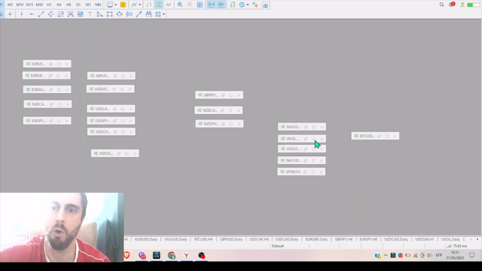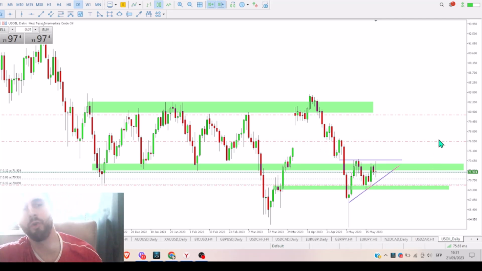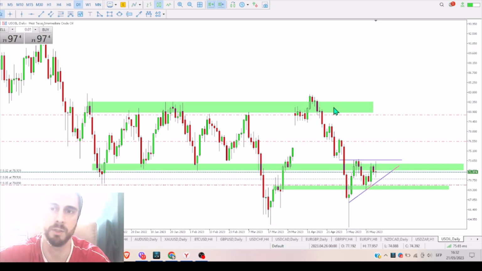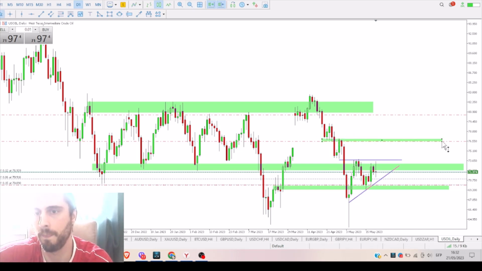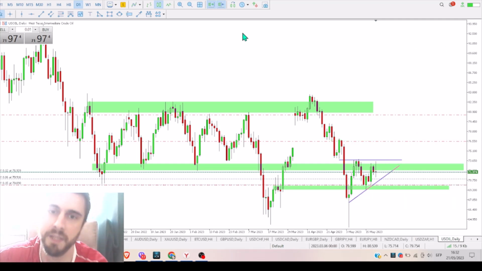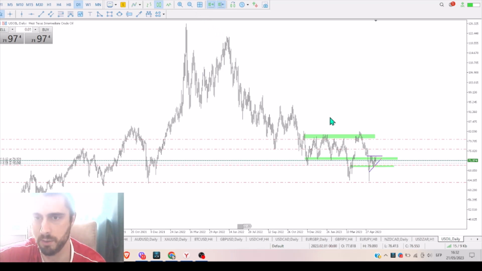Okay guys, oil. I have a bunch of small trades on oil targeting mostly this upper resistance. Whenever price goes back to this resistance area, I will take my profits. I have one trade just in the middle, at the first level of resistance, and after that two trades with a better target. So this is what I expect.